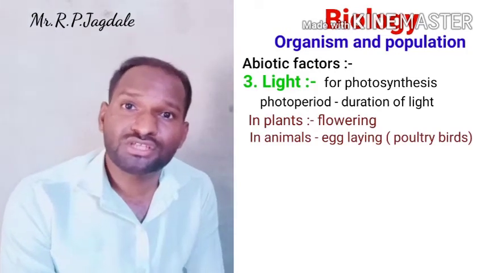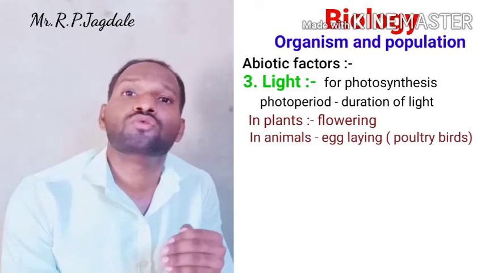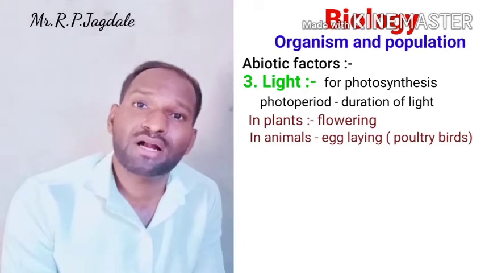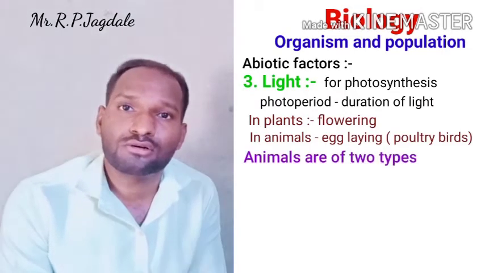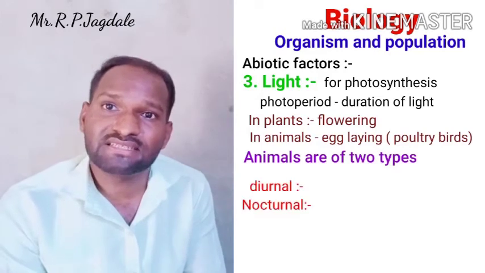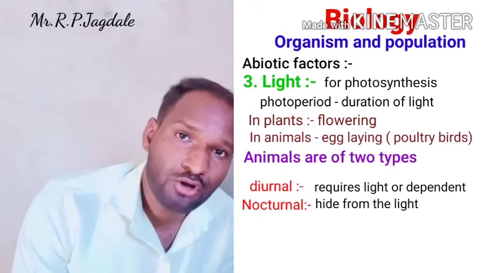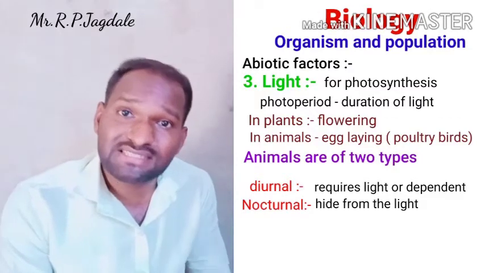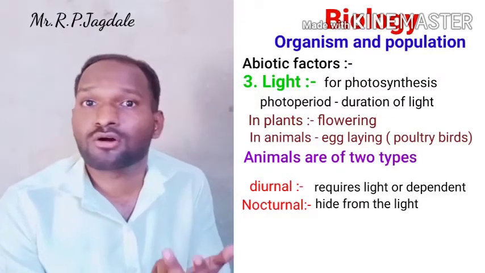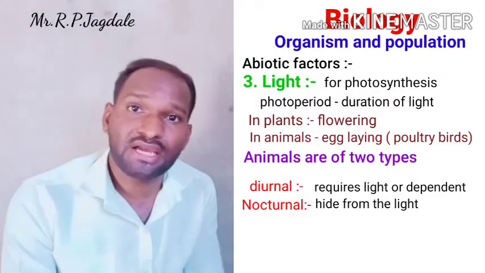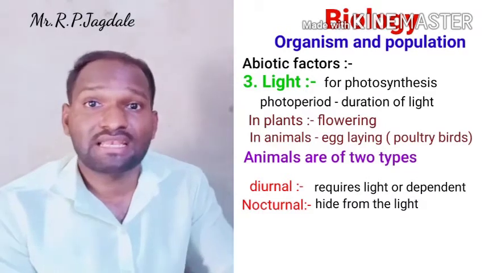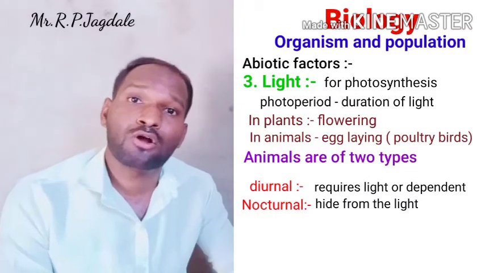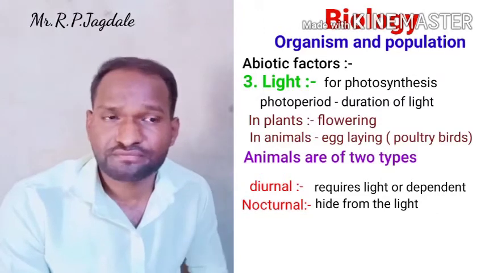So according to this, the animals are going to be divided into two parts: one is called diurnal, and the second one is nocturnal. Diurnal organisms require light for their growth, and the organisms which hide from the light are called nocturnal animals.